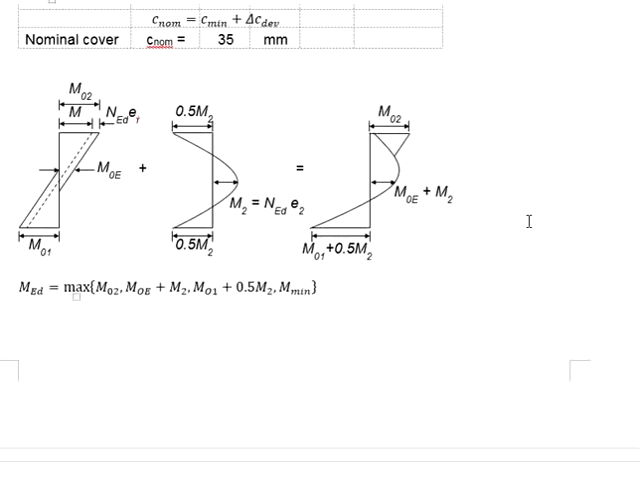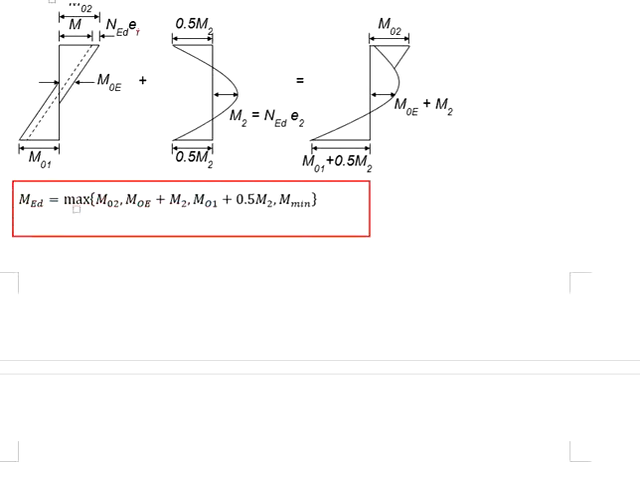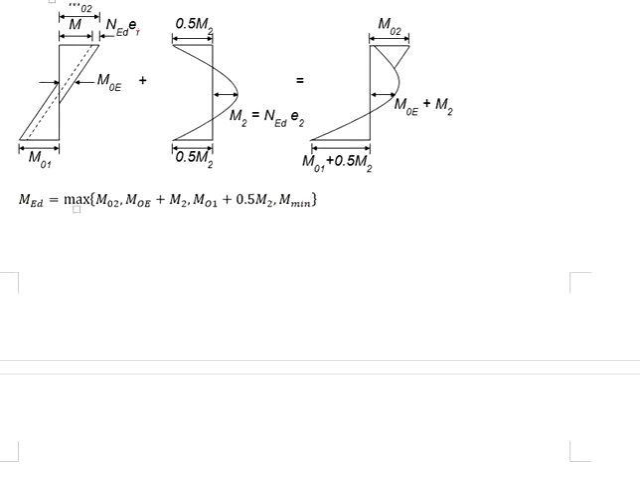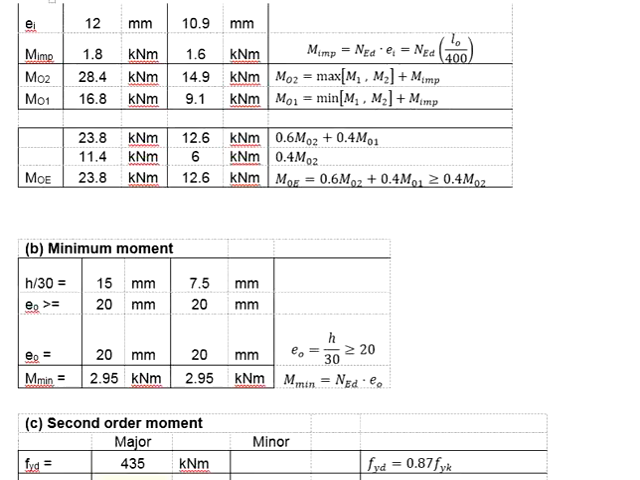As determined in the equations for the MED, M-min will set the minimum moment that you use to design a column. The M-min here is determined by the NED times e0. e0 is calculated based on h per 30, and it should be at least 20. The h here, you have to be careful with the axis.